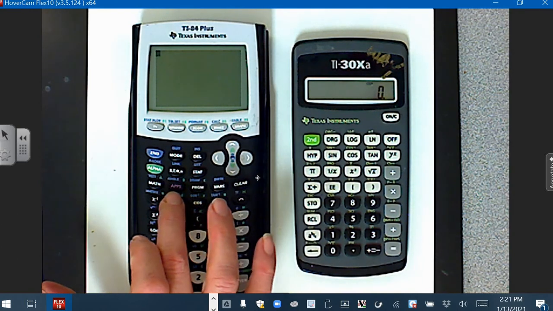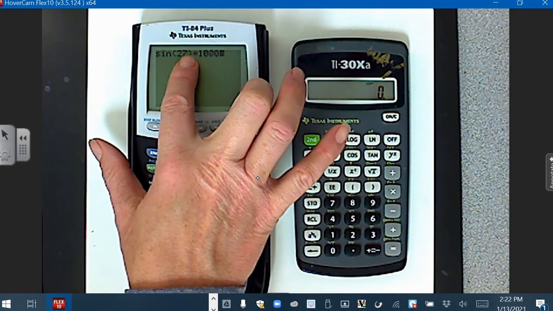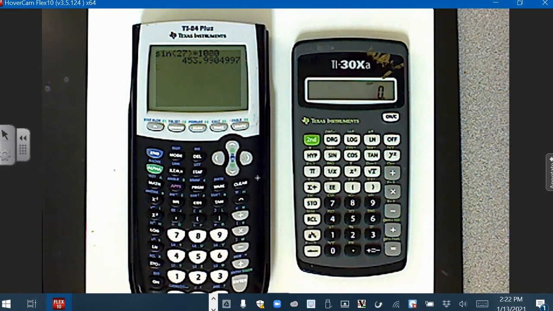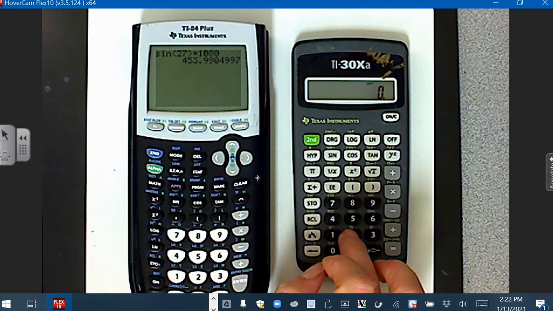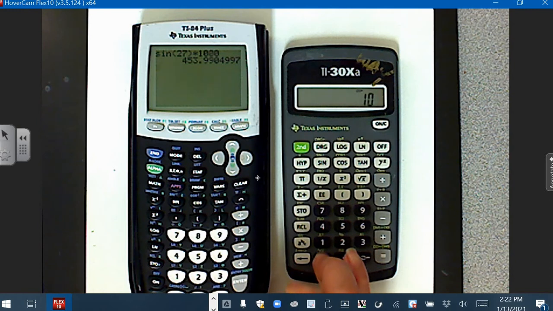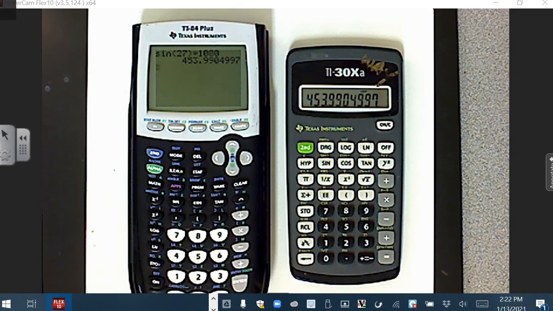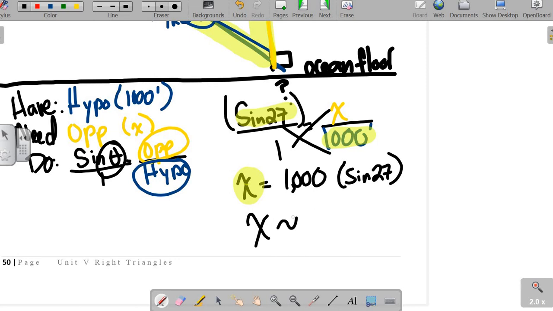So I'm going to do sine 27 times 1,000. Notice I close that parentheses, enter. Over here you have to go backwards, so 27 sine times 1,000, enter. You're getting the same thing. Notice it's 453.99 feet. So x is approximately 453.99 feet.